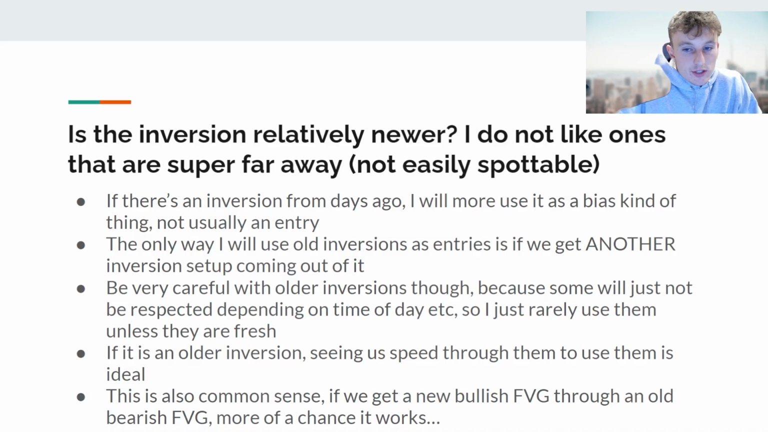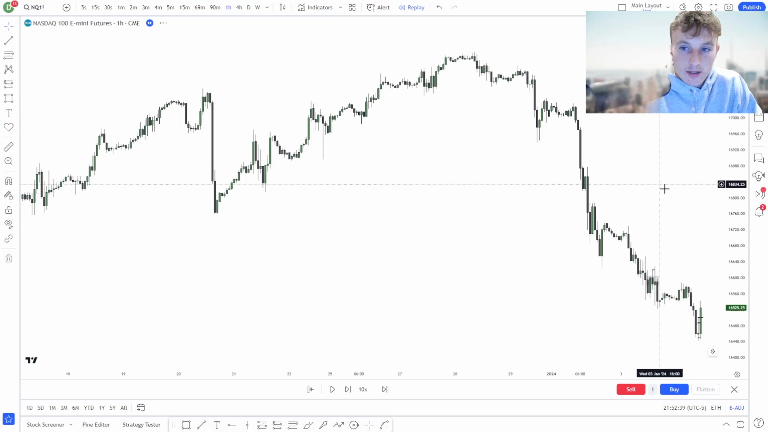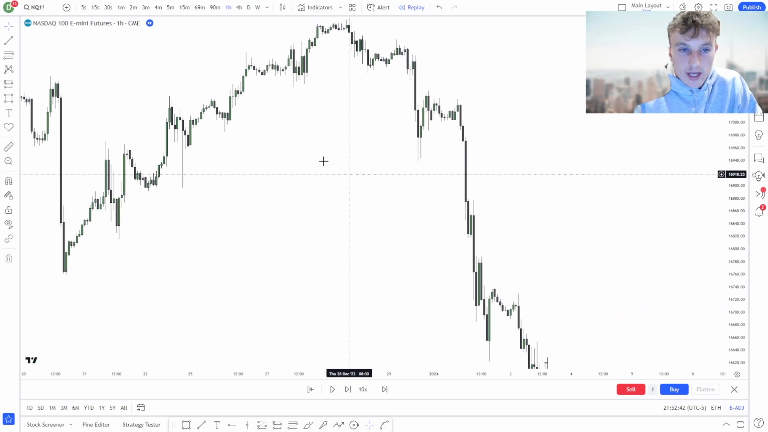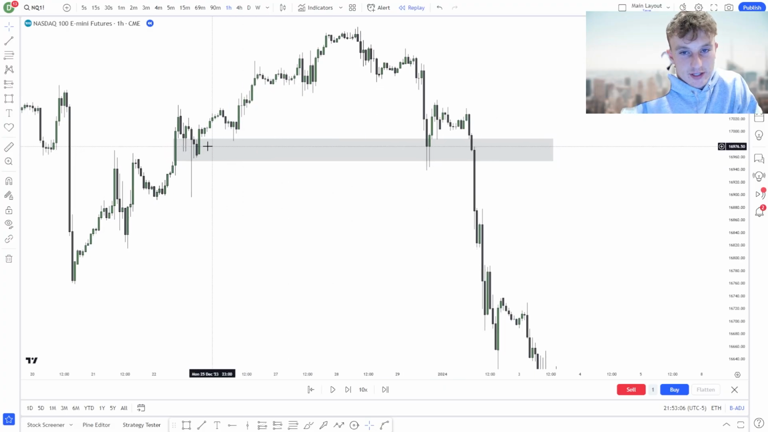So if there's an inversion from days ago, I will use it more as a bias, not an entry. When I'm looking at price on the hourly time frame and I see we inverse the fair value gap way to the left, let's say we inverse this fair value gap way to the left right here. I'm not going to use this as an entry. This is just too far away.